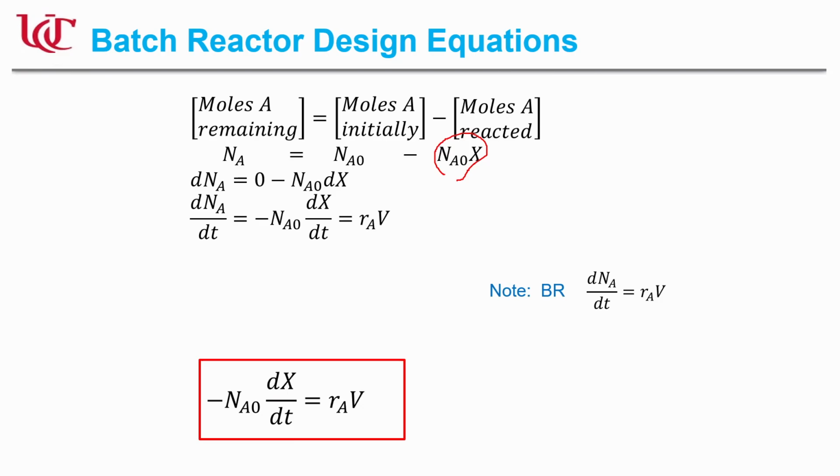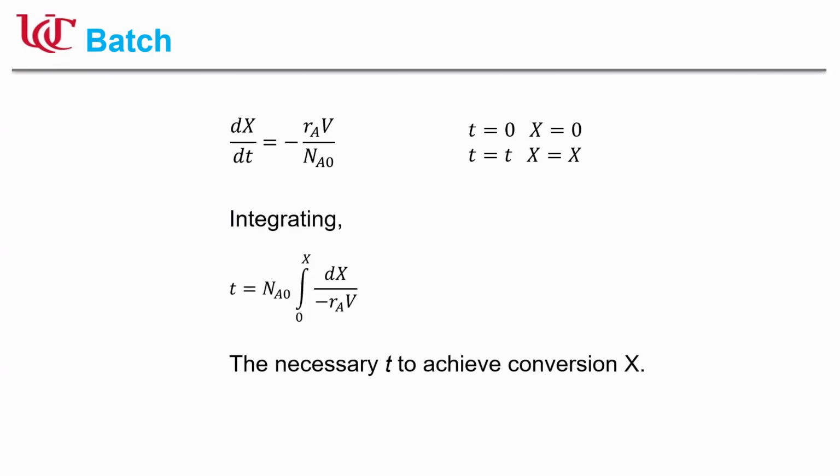Here we have dNa over dt. Now we use the conversion to express it: dNa equals minus Na0 dX. Now we get the mole balance in terms of conversion. You can integrate it to calculate the time to achieve conversion X. In a similar way, you can derive the mole balances in terms of conversion for the flow system.